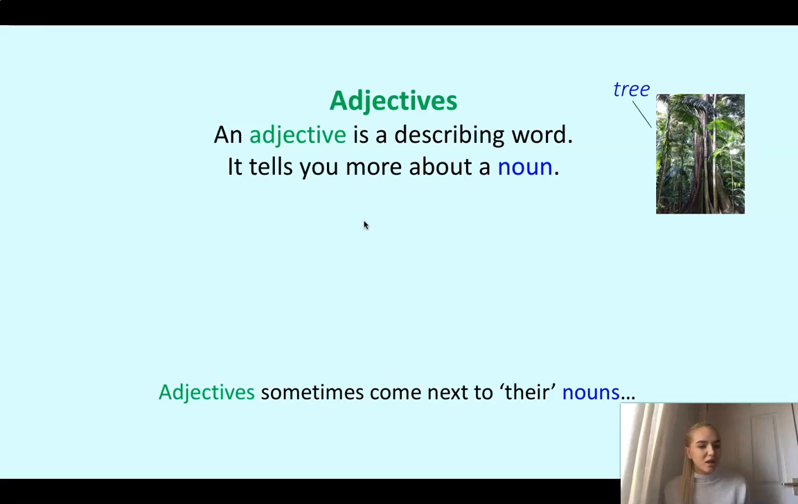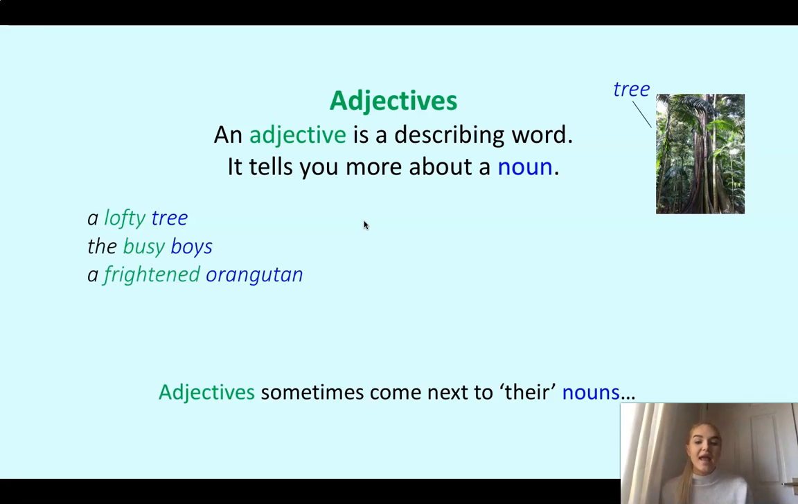Because adjectives sometimes come next to their nouns, we could say a lofty tree. We could say the busy boys, a frightened orangutan, a powerful waterfall. And all of these words in green are my adjectives. And what were my words in black? That's right, my determiners. Fantastic.